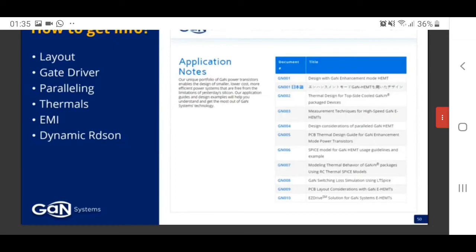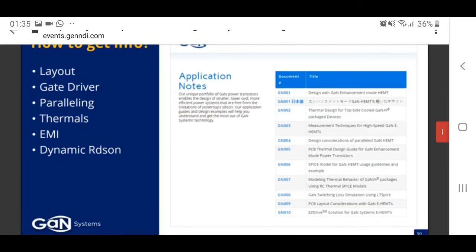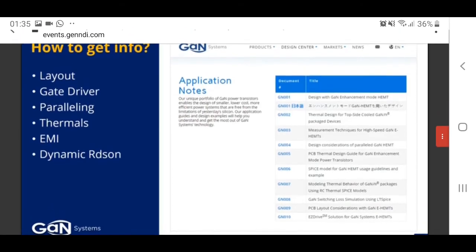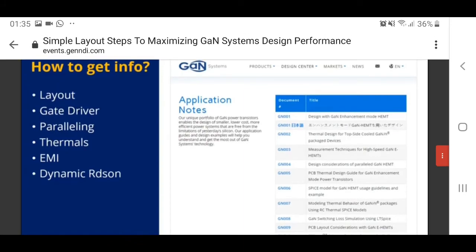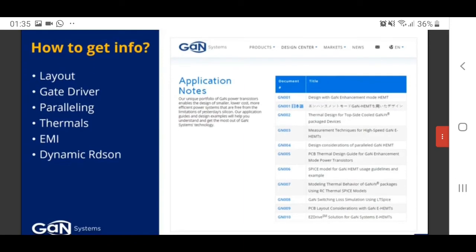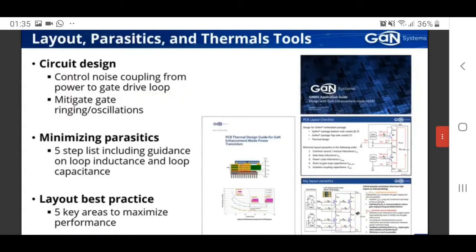We published many application notes talking about the layout, the gate driver design, the GaN devices in parallel, the thermal design, the EMI filter design, and the dynamic on-resistance. Please check them out on our website. The power stage design rules we discussed today are also included in our application notes. Please feel free to download them from our website.